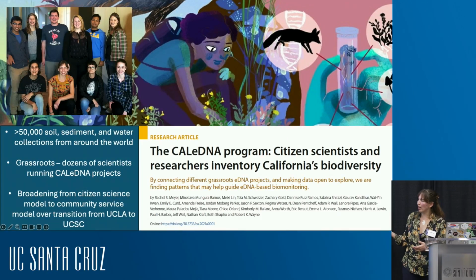And so we launched this program, and over the years we've changed a lot. We've moved from the citizen science model to sort of a community service model that I'll talk about a little bit more. But we've supported many different scientists doing these grassroots projects. And this is some of the founding team at UCLA, where it originally was headquartered. Now it's headquartered here at UCSC. And we have now over 50,000 soil, sediment, and water collections in our freezers.